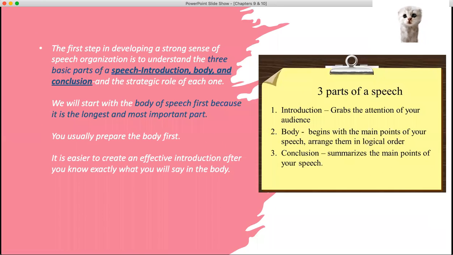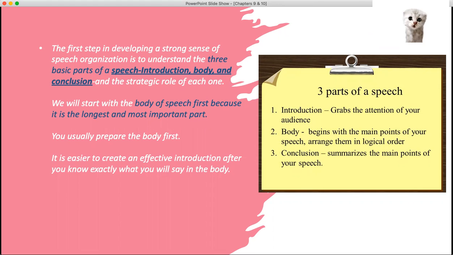There are three parts of speech. You have your introduction. The goal of that one is to grab the attention of your audience. You have the body, which begins with your main points of your speech, which you'll be arranging in a specific order. And then your conclusion, that summarizes the main points of your speech. So the very first step in developing a strong sense of speech organization is to understand these three parts and what the role is for each one.